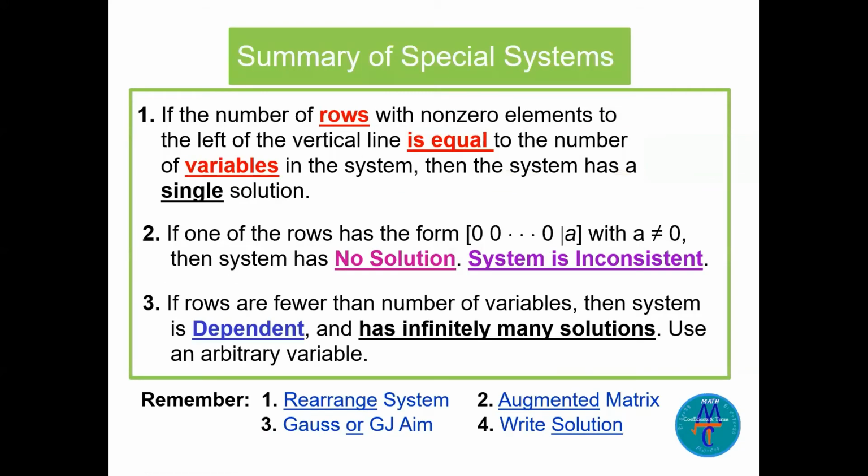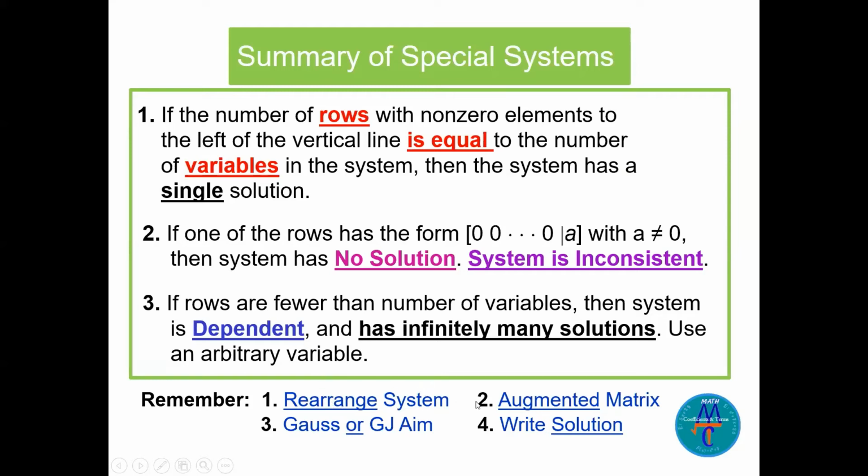This is the summary of the special systems. Sometimes we have a single solution, or number two, we have no solution, then the system is called inconsistent. And if we have infinitely many solutions, we call the system dependent, if the rows are fewer than the number of variables. Like we have x, y, and z, 3 variables, but we have only 2 equations. In this case, we will have infinitely many solutions, and we call the system dependent.